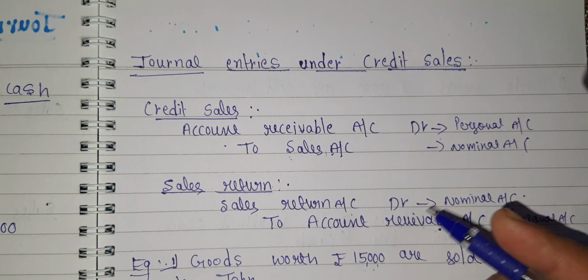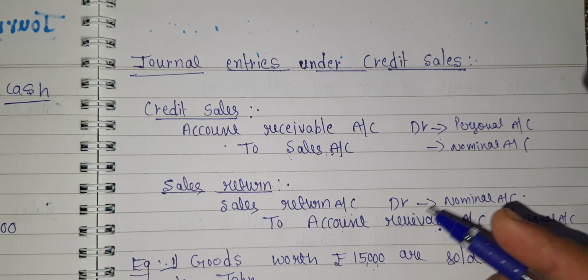First one, goods worth rupees 15,000 are sold on credit to John. On credit means goods are sold on credit, not for cash, means the customer agrees to make the payment later. Sold on credit to John. Here John account, the customer account or account receivable account, debtor to sales account. John account is a personal account.